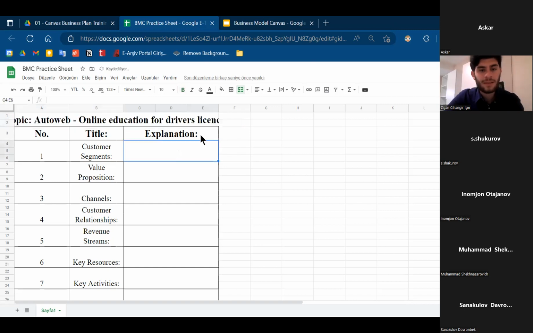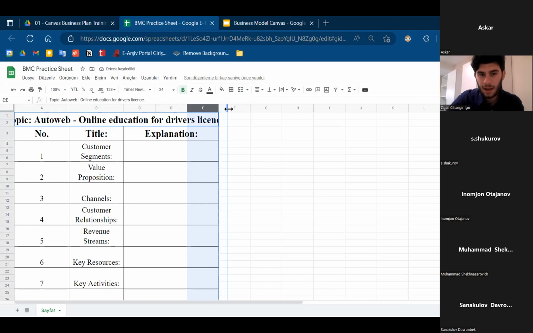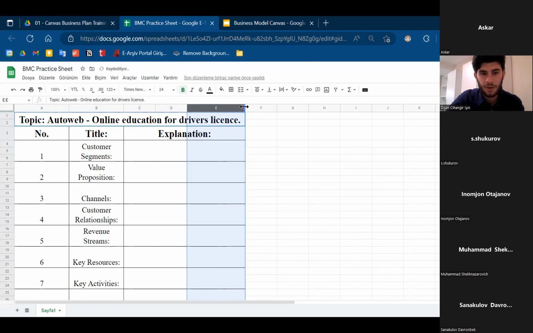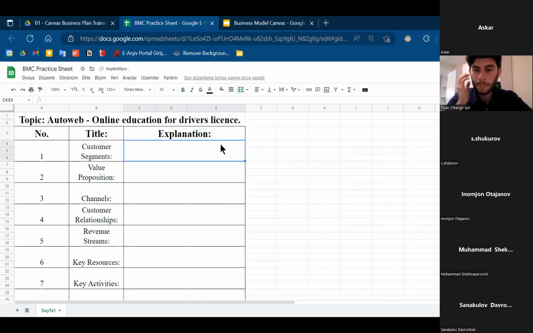Okay. So let's just take your new company as an example, if you would like, and let's fill up the canvas according to that. Is it okay? Yeah. Okay. So, for example, you launched a new company that gives online education for driver's license, right? Yeah. So who are your main customers? Like who are you creating this solution for?